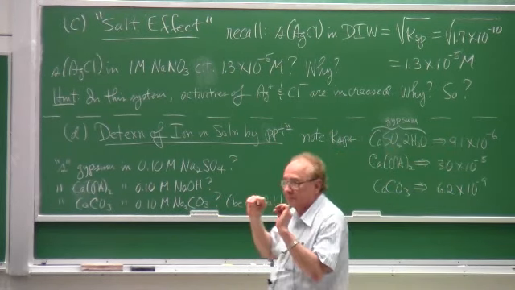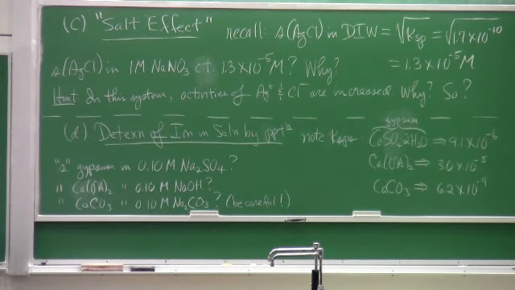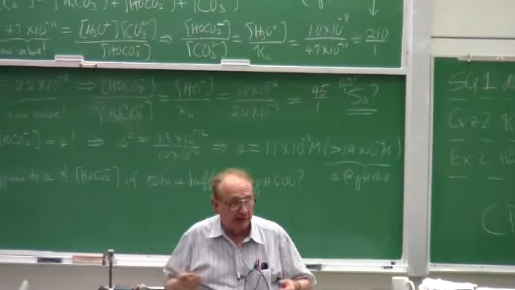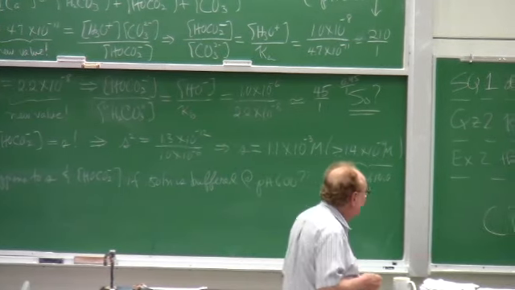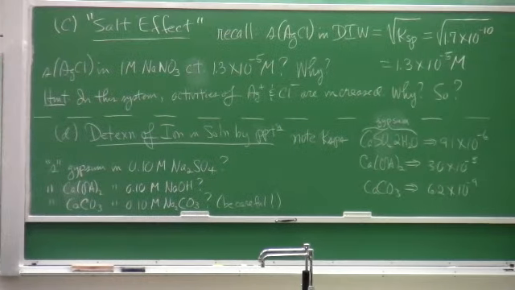in this solution, sodium nitrate solution, silver ions and chloride ions can behave far more independently of each other than they can in the deionized water system. Well, if they can behave far more independently of each other, then you can put a whole lot more of them in solution. That's why the solubility goes up. Why do they have this ability to behave far more independently of each other in this solution? Well, back to Coulomb.